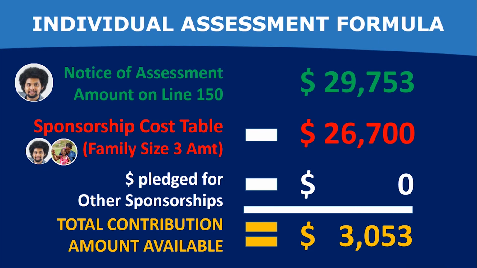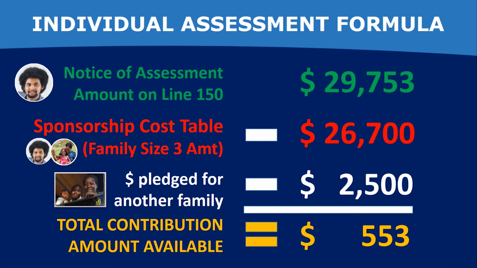Now, if Jamil had pledged any money for other sponsorships, we would insert that amount in the next line. But in this case, he hasn't submitted any pledges or contributions for any other sponsorships. So when we subtract the amount his family needs to live on based on the general estimates from the cost tables, from his actual income, we see that he does have $3,053 remaining. That's surplus, and it shows IRCC he does in fact have the financial capacity to contribute $3,000.